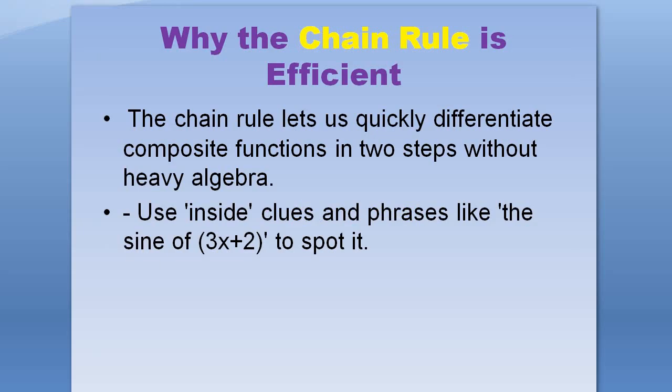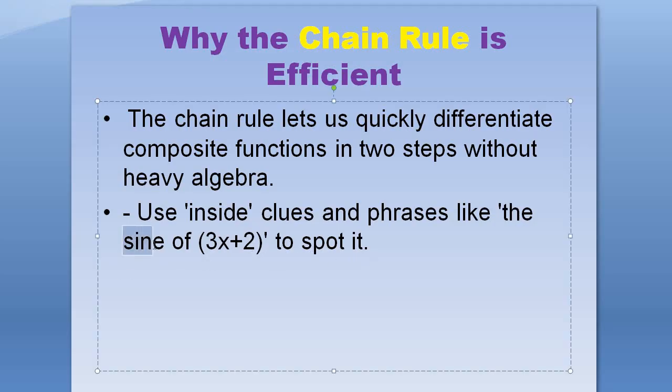Now why the chain rule? The chain rule lets us quickly differentiate a composite function in two steps without heavy algebra. Use inside clues, in a phrase like sine of (3x plus 2). Now in this function first we differentiate sine, and its answer will be cos, but then we multiply by differentiating the angle 3x plus 2, whose derivative is 3. So our answer will be either, I don't remember whether the derivative of sine is cos x or minus cos x, so you will get 3 cos or minus 3 cos. So you can check it.